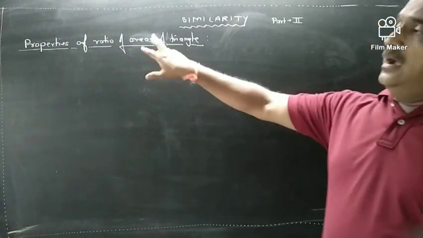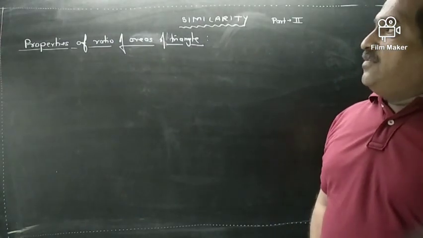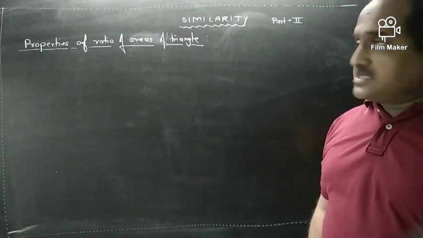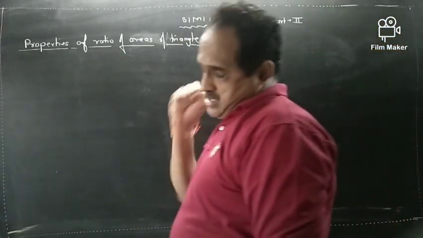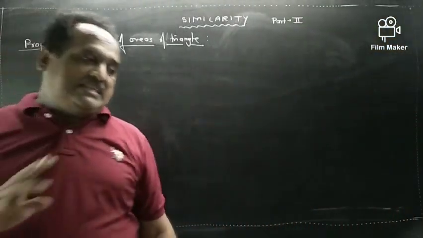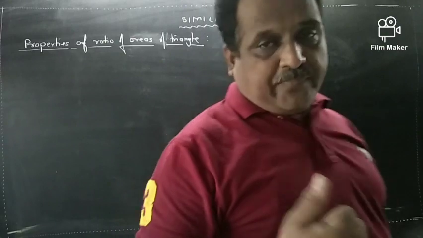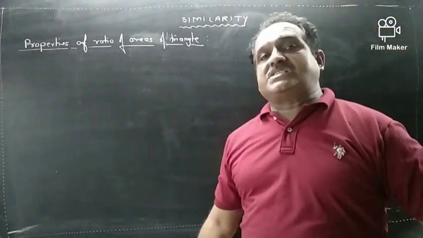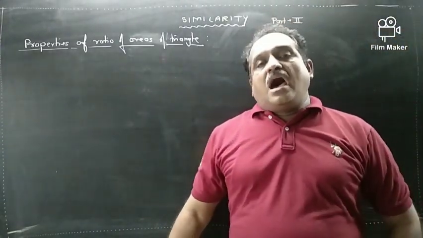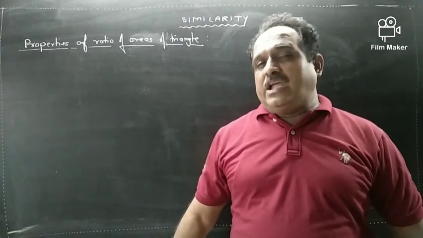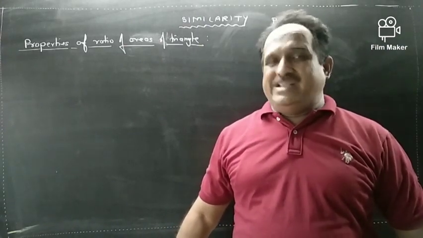Yesterday we saw that we have completed the first part of similarity, and we were doing properties of ratios of areas of triangles. So we had studied two properties. In that, the first property was for triangles not having equal heights or bases.